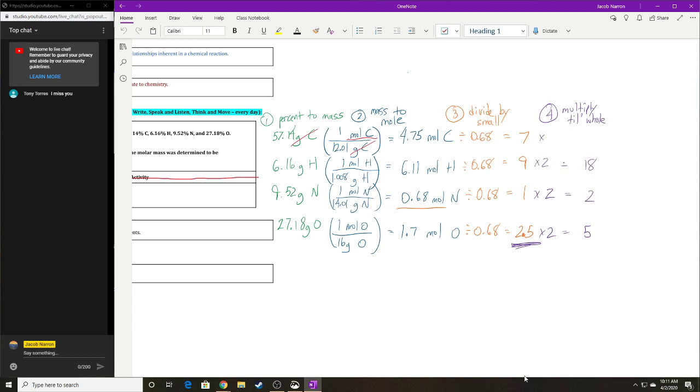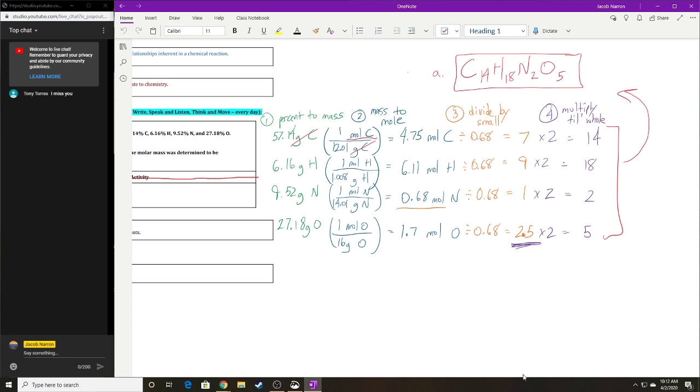Okay, and so now that we have all of these numbers, that's what we're looking for. That's the empirical formula. So I can finally write my answer. All of these are going to end up making my formula. So carbon, it's going to have a 14 underneath it. Next, we have hydrogen. Hydrogen's going to have an 18. Nitrogen, it's going to be a 2. And oxygen, that's going to be a 5. And so this is my empirical formula. That's my answer to part A.